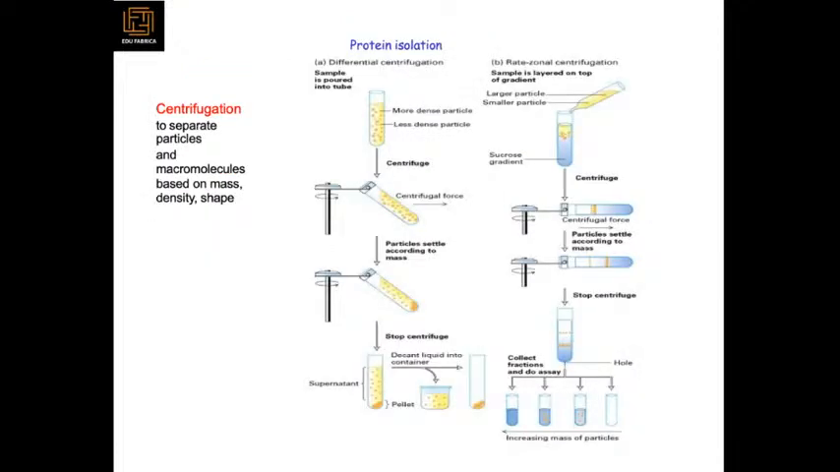Then comes how we can isolate these proteins. There are two methods: differential centrifugation and rate zonal centrifugation. In differential centrifugation, we have more dense particles and less dense particles in a mixture, and then we centrifuge them. The more dense will be in the pellet and the less dense will be in the supernatant, and we can differentiate between them. Otherwise, we can use a sucrose gradient, with smaller and larger particles mixed together. After some centrifugation, you will see two layers of the denser and lighter particles, and with the help of a pipette you can separate them.